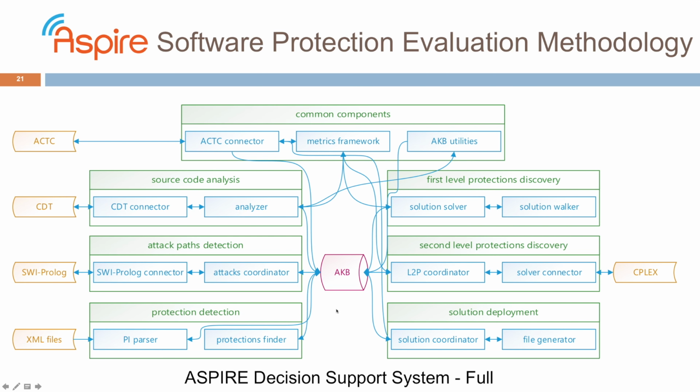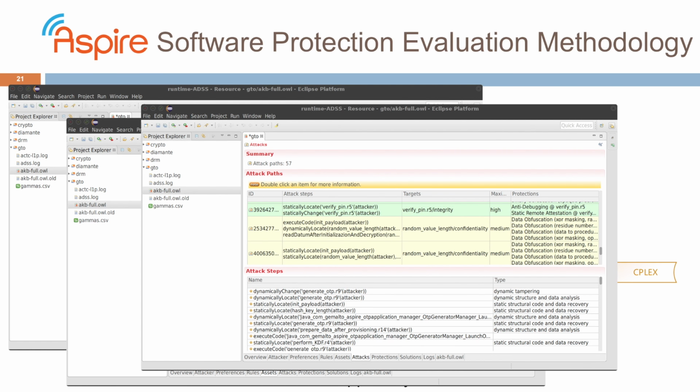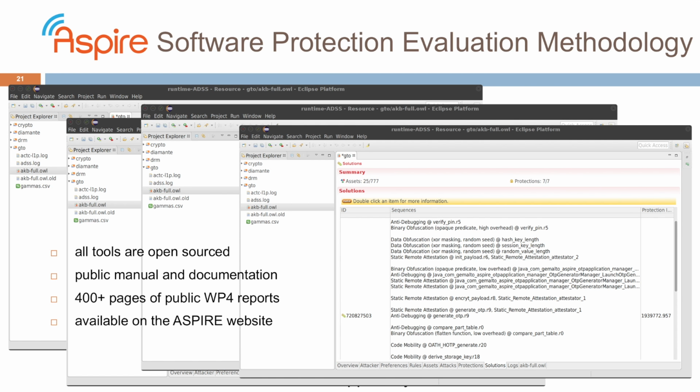It centers around the Aspire knowledge base that stores all the relevant expert information. It connects to the ACTC to collect all the metrics, and it has various enrichment modules to compute the best combinations of protections. Now, we not only designed this, we also implemented this, and here you see some screenshots of the decision support system. It's basically an Eclipse plugin. Here as well, all tools are open sourced, there are public manuals and documentation, and the whole evaluation methodology is documented in over 400 pages of public Work Package 4 reports.